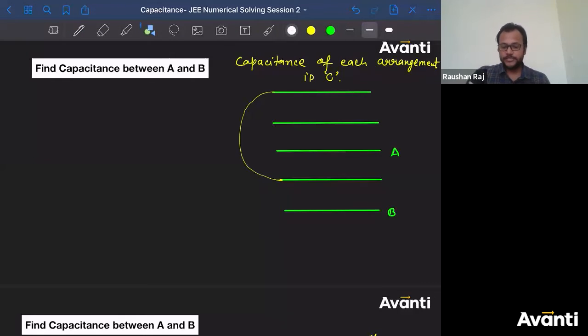Let us say the potential of A is V. What did I say? This is what? V. Potential of B is 0. Now people get scared here.